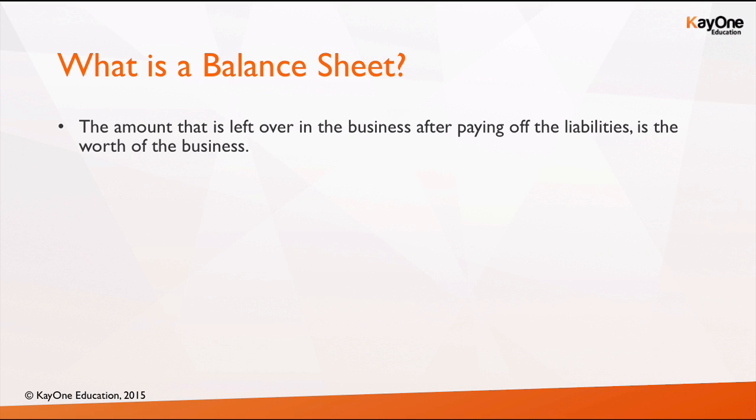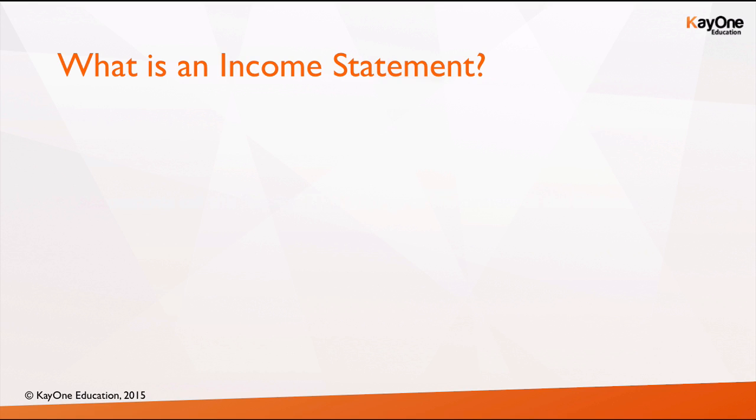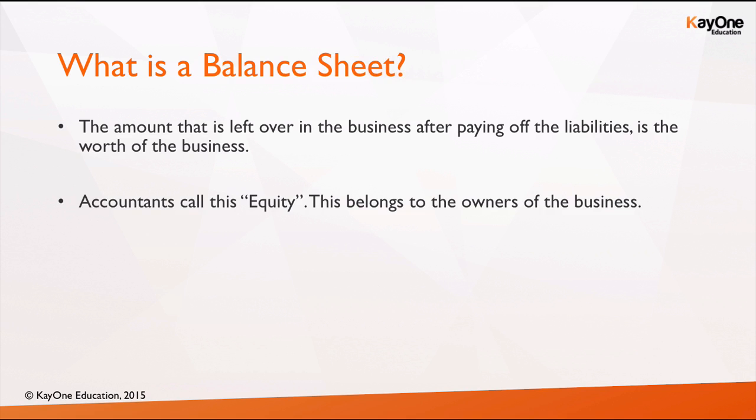So what is left over in the business after paying off the liabilities is the worth of the business. In accounting terms, this is called equity and it belongs to the owners. So let's assume that I have a business where my assets are $1,000. I have liabilities of $800. Then my business's worth or my business's equity is 1,000 minus 800, which is $200. I hope this is clear. And in case it is not clear, I request you to go back to the beginning of this session and go through this lecture again, because understanding of the balance sheet is very, very important to read a financial statement.